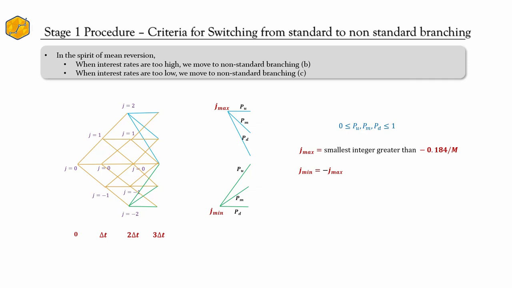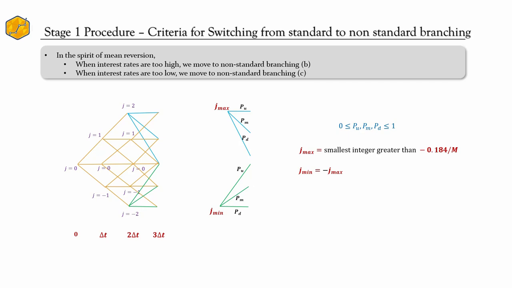So if we apply that condition for all the probability formulas that we derived in the previous slide, we'll land with this condition. So the condition is J max is given as the smallest integer greater than minus 0.184 divided by M. All right, if you recall, M is the factor in the expectation calculation. So we already have that. And then this is negative 0.184 divided by M. Please recall that M is itself negative. So this will be a positive value. And we want the smallest integer which is greater than this value. Once we get that value, at that value of J, we will switch to non-standard branching. Okay, this is for the top edge when interest rates are high.